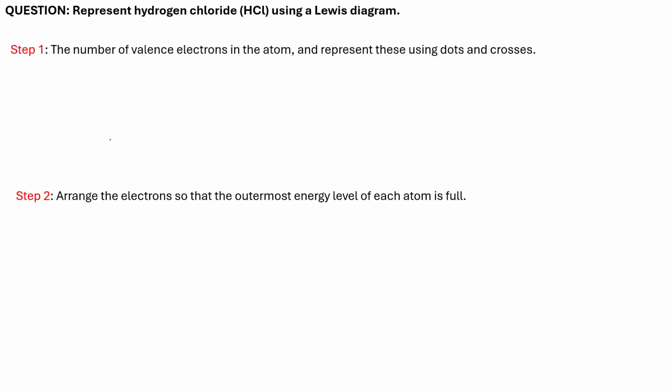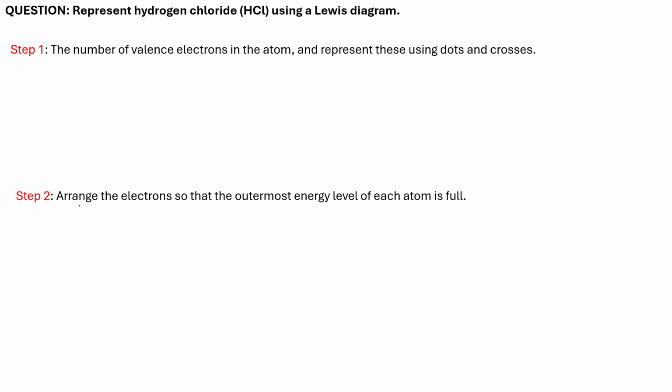Now I want us to quickly do examples of Lewis diagrams. You should be able to know how to draw the Lewis structures. So here's the question. It says to us, represent hydrogen chloride, which is HCl, using a Lewis diagram.